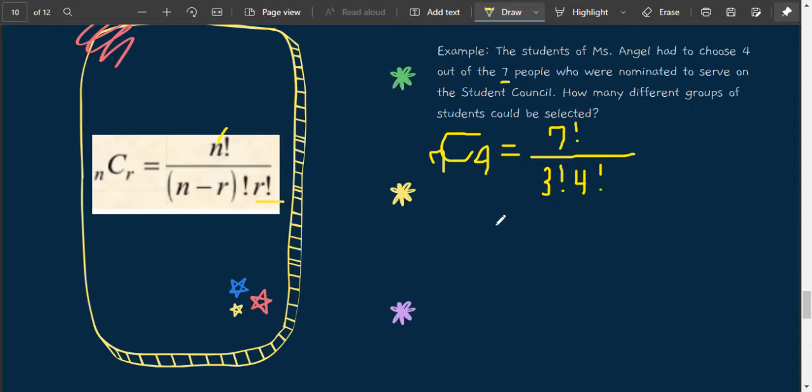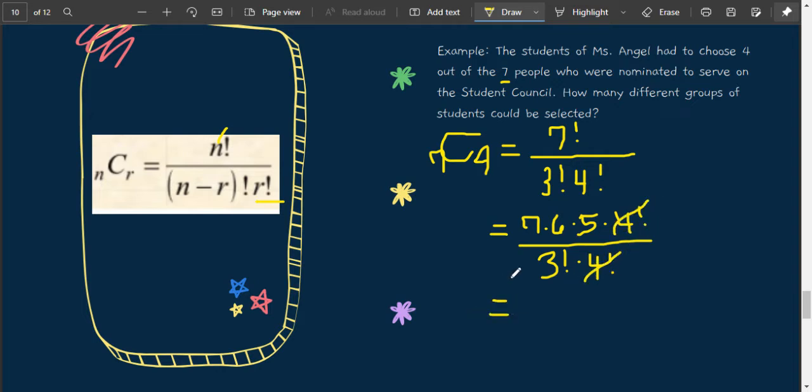Okay? So now let's expand. Ano mas mataas dito? Yung 3 or yung 4? Yung 4 yung mas mataas. So ibig sabihin, yung pag-expand natin sa numerator is hanggang 4 factorial lang. Para ma-cancel natin siya. Over 3 factorial times 4 factorial. So, cancel, cancel. So, what is 7 times 6 times 5? That is 210.